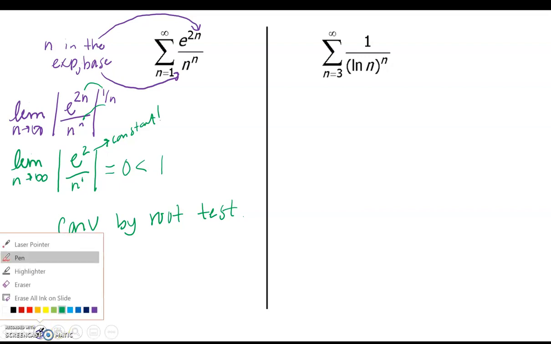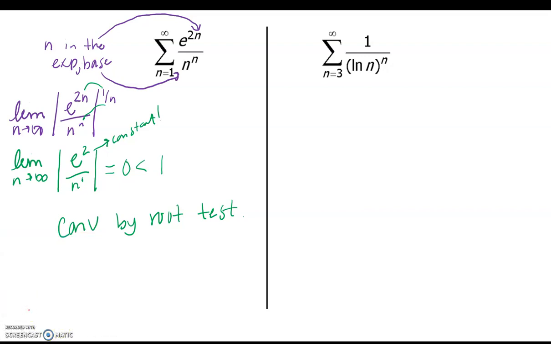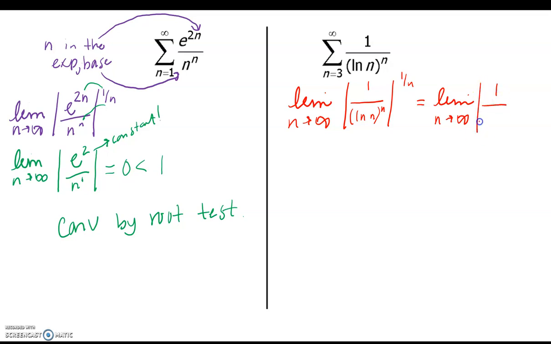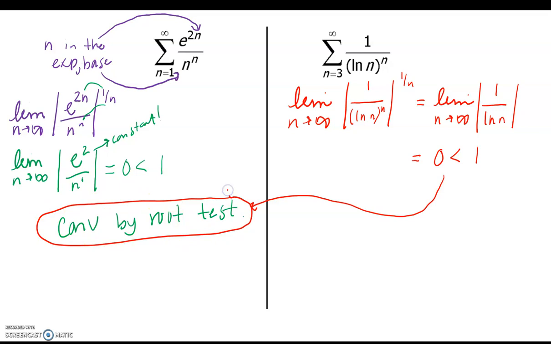Similar, let's go ahead and set up this other one. I have the limit as n goes to infinity of the absolute value of 1 over the natural log of n, to the n, to the 1/nth. Root test, n to the 1/nth, those will cancel out. So I have the limit as n goes to infinity of 1 over the natural log of n, a constant over something that's getting bigger, bigger slowly, but still getting bigger. That limit is equal to 0, less than 1. So, I'm going to be lazy, that is also going to converge by the root test.